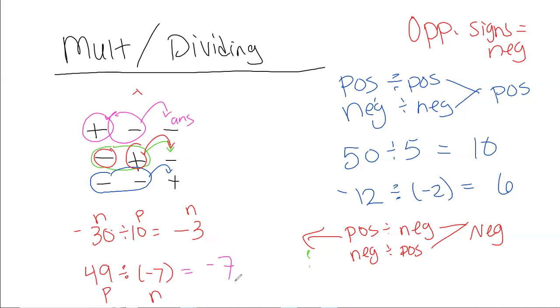And that's it for multiplying and dividing. If you can get that tic-tac-toe board down, or you can just remember that if they're the same sign, it comes out positive. Some people say 2 wrongs make a right. If it's negative, negative, 2 wrongs make a right. And if they're opposite signs, it comes out negative. So I'll do a mix of everything now, and then I'm going to let you go.